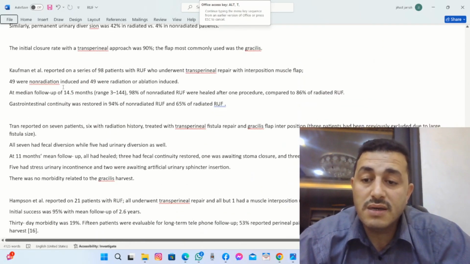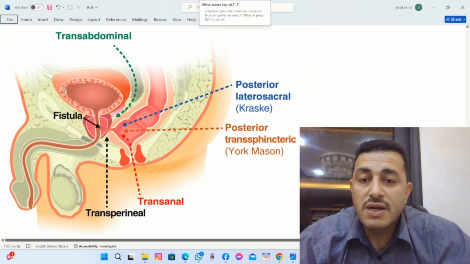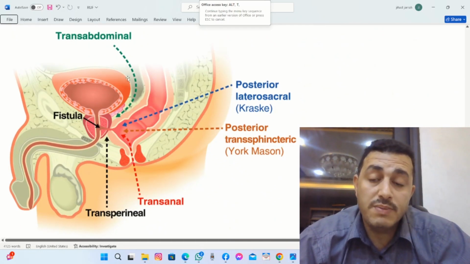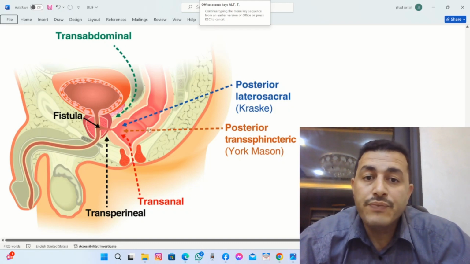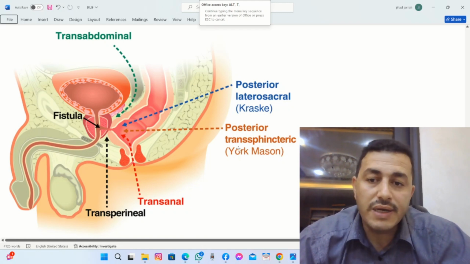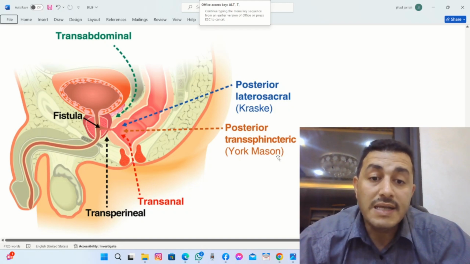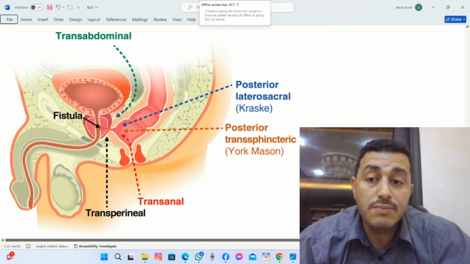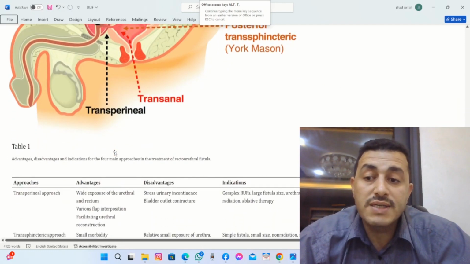Finally, this is the outcome of the different approaches. I do not want to disturb you. Here is a picture that summarizes the approaches: the transabdominal approach in which we may use the omentum, the posterior parasagittal Kraske approach, and the posterior transsphincteric approach, the York Mason approach, the transanal approach, which is preferred for simple fistula. Transperineal, we want to use interposition flap. So these are the different approaches.